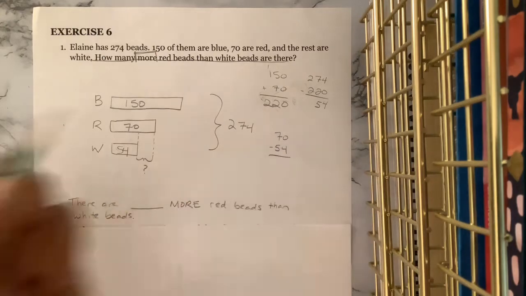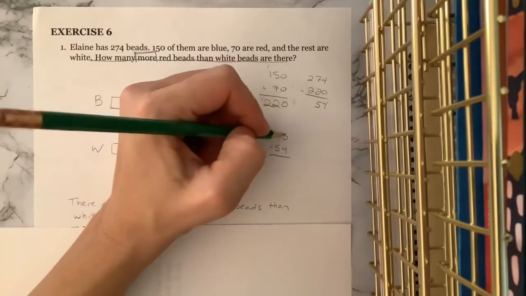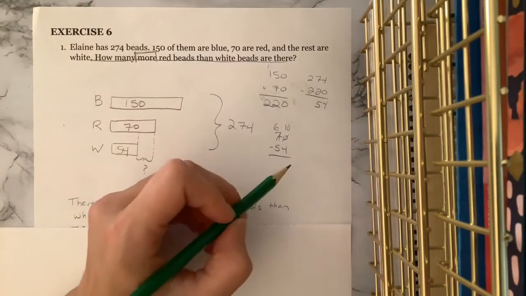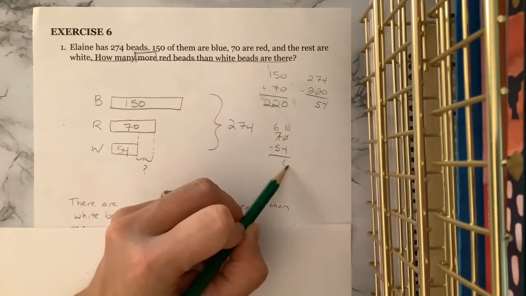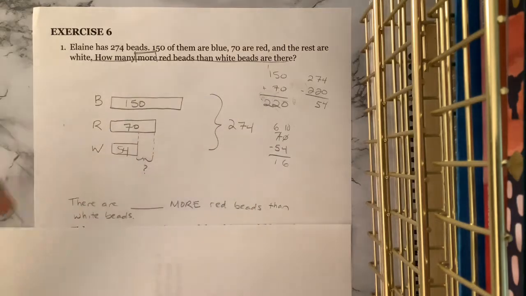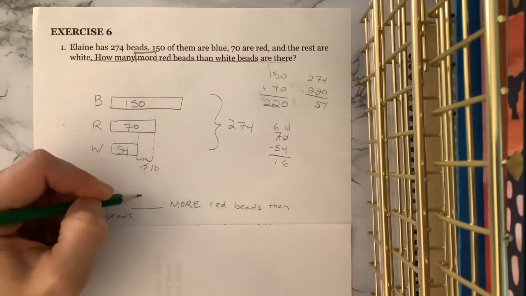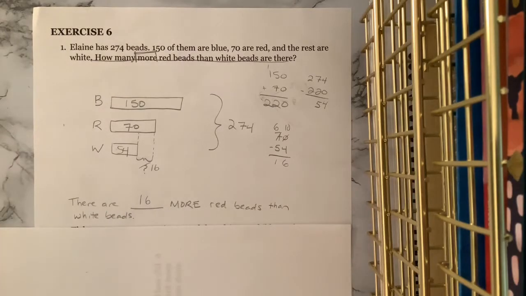So we subtract to find our answer. We're going to have to do some regrouping to do our subtraction. 10 minus 4 is 6. 6 minus 5 is 1. How many more red beads are there? There are 16 more red beads.